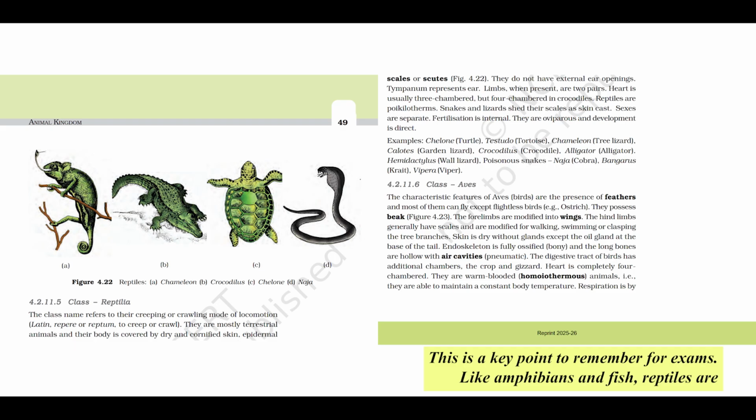Like amphibians and fish, reptiles are poikilotherms, cold-blooded, meaning they rely on external heat sources, like basking in the sun, to regulate their body temperature. And they shed their skin. Yes, many reptiles, particularly snakes and lizards, periodically shed the outer layer of their skin all at once or in patches. This process is called ecdysis, or sloughing.